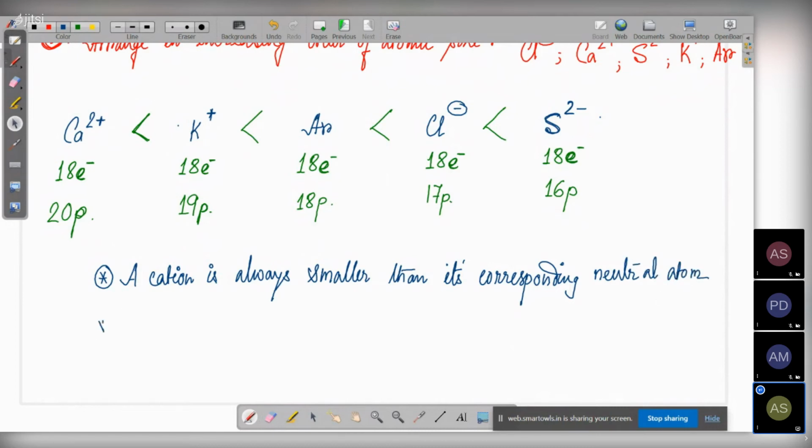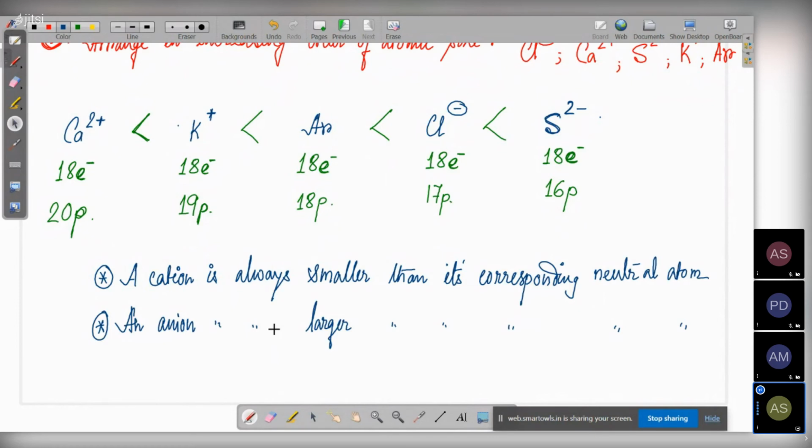And an anion is always larger than its corresponding neutral atom. So you imagine it like a game kind of situation. If the number of protons is more, that means atomic size will decrease. If the number of electrons is more, the atomic size will increase.